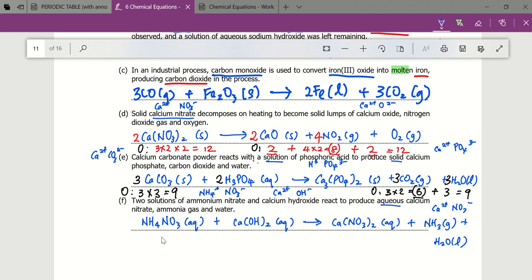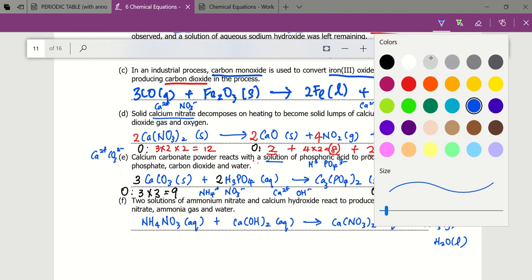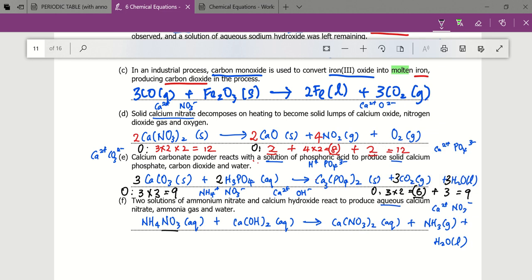Looking across, again, I see similar ions, right? I see nitrate ion here and nitrate ion here. So it will be good to balance it as a set. And over here, since I've got 2 nitrate ions in calcium nitrate, I'll need to put a 2 in front of ammonium nitrate. And once I put a 2 here, let's look at the number of nitrogen. Number of nitrogen here is 2. The only time I see nitrogen on the right hand side is ammonia, so I need to put a 2 in front to get 2 nitrogen.